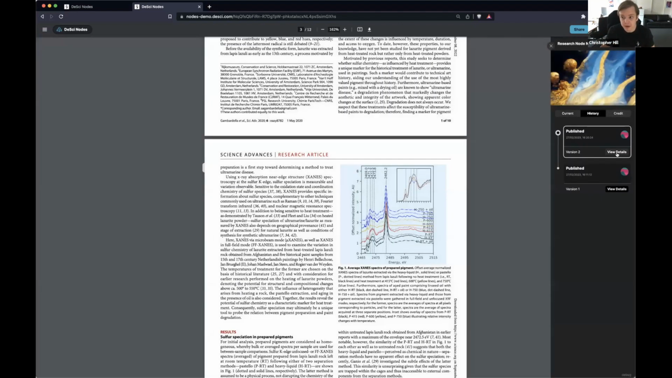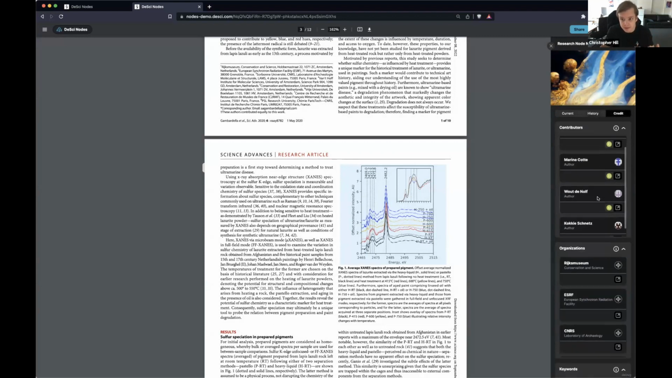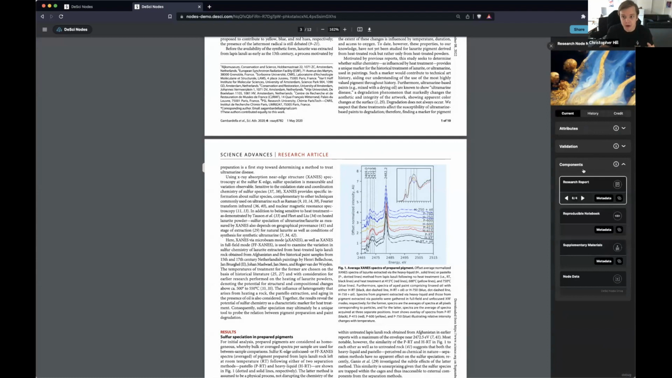You have history. You can actually look at these research objects and their versioning history, which is tracked with the stamp-approved data structures. You have credits. You can essentially explore the full PID graph of this research object in a very easy and permissionless way. So I can show you a couple of other features that we're working on.